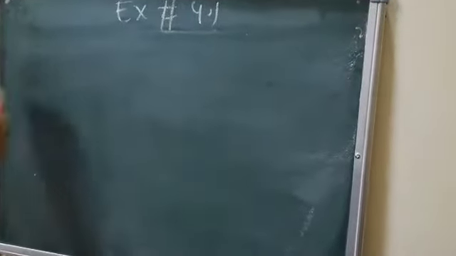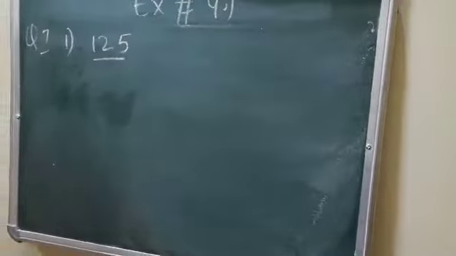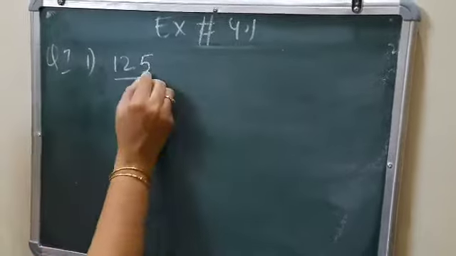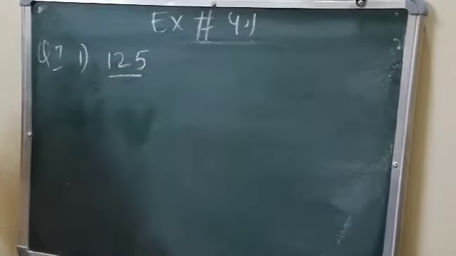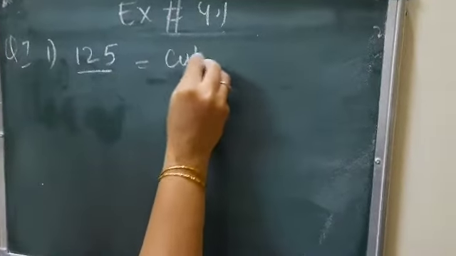So let me discuss the first part. 125. This is a perfect cube. Now, is it a cube of an even number or an odd number? You just have to see whether this number is odd or even. Just now we have done property number 1. So as this is an odd number, it is the cube of an odd number.